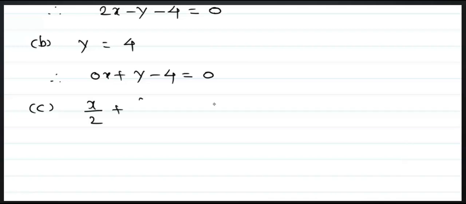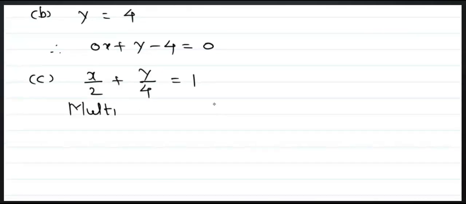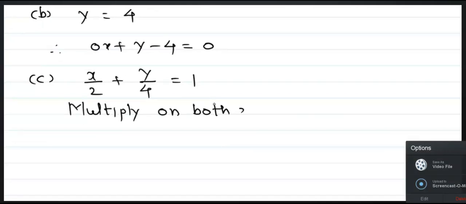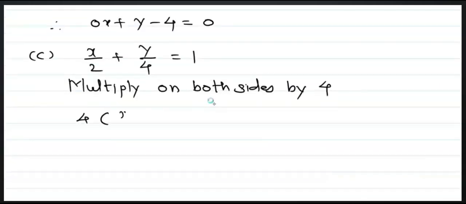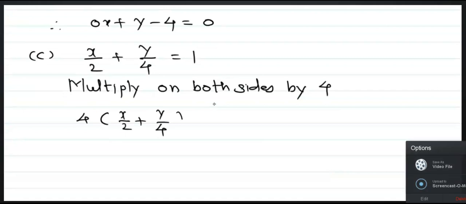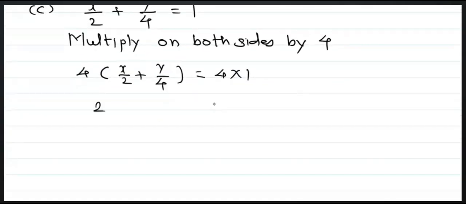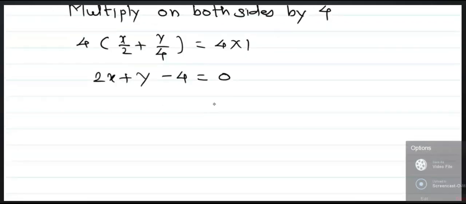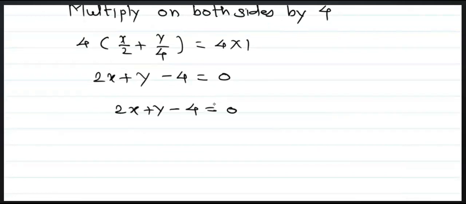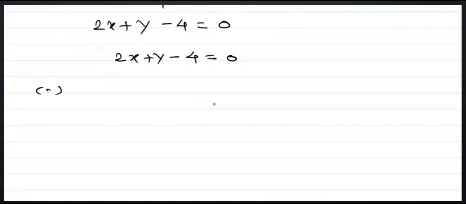x upon 2 plus y upon 4 is equal to 1. Multiply on both sides by the LCM of 2 and 4, and it is 4. Therefore, 4 in bracket x upon 2 plus y upon 4 is equal to 1 into 4. If you simplify, then you will get 2x plus y minus 4 is equal to 0. This is the equation.